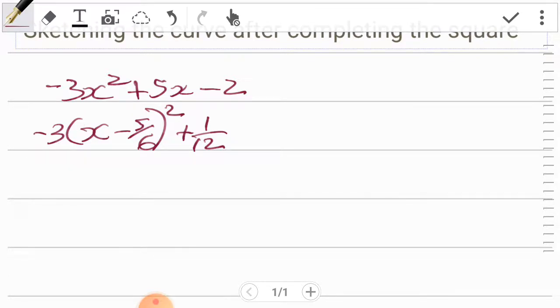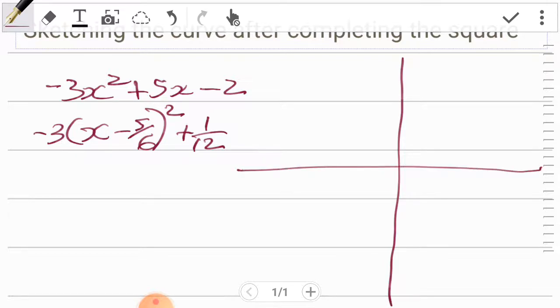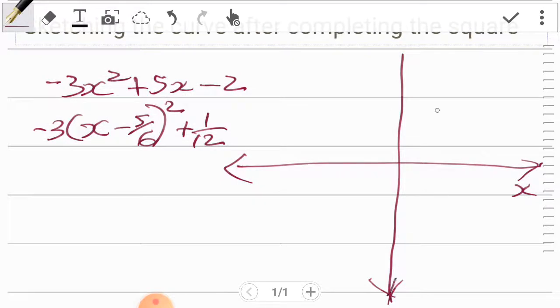Let's put up our x and y-axis. All right, so it's a sketch. So we have our x and our y-axis here. All right, this is my x-axis, and this is my y-axis.